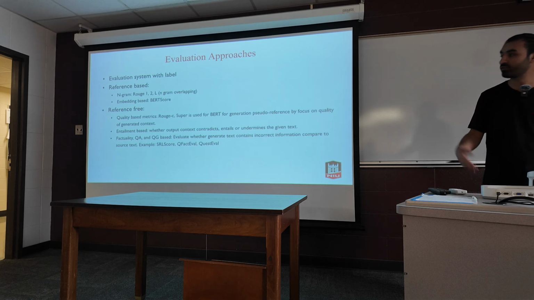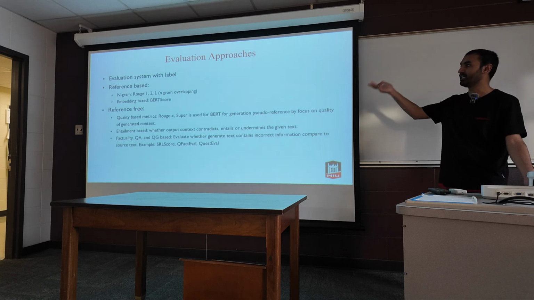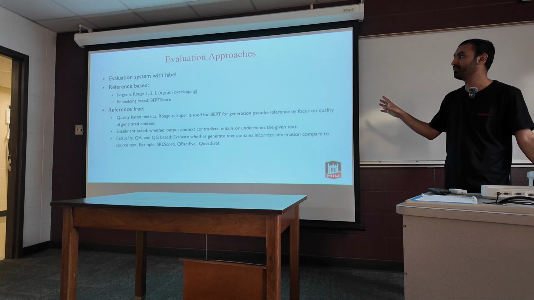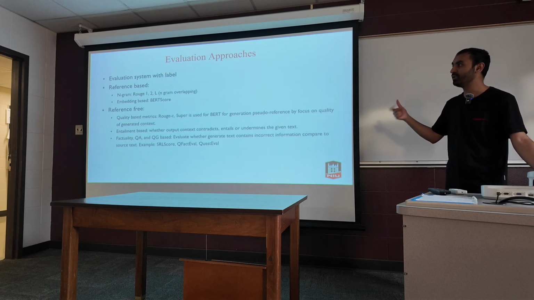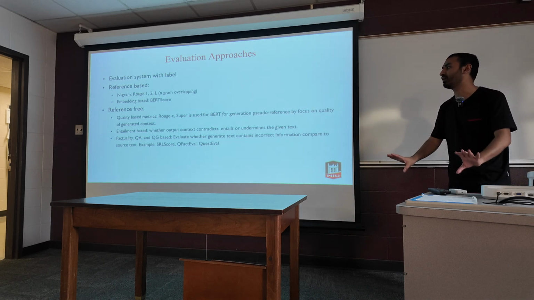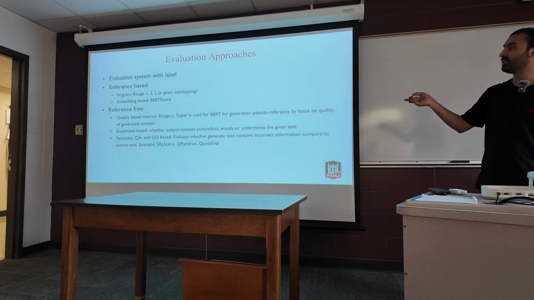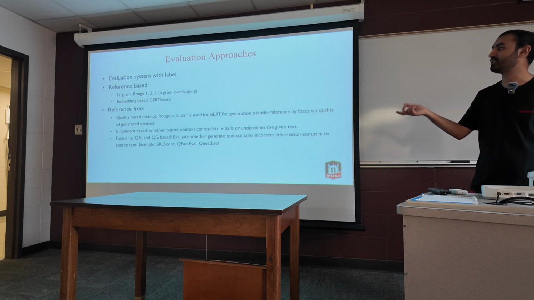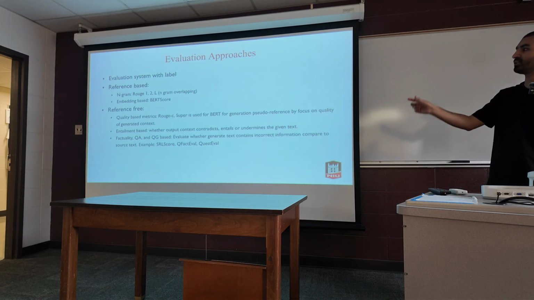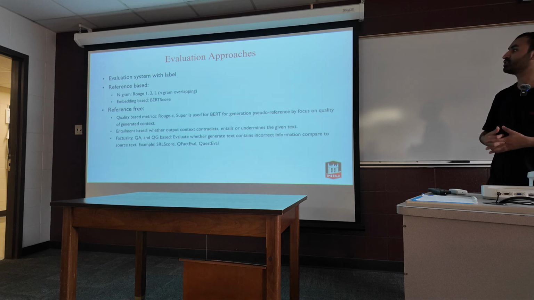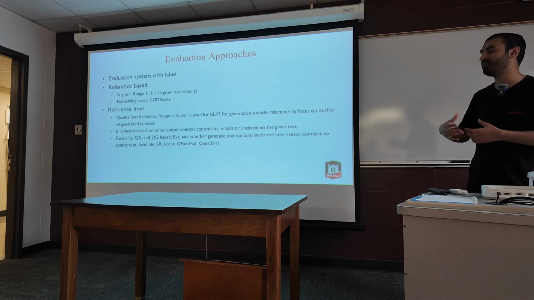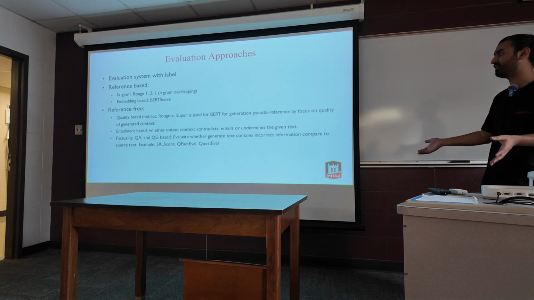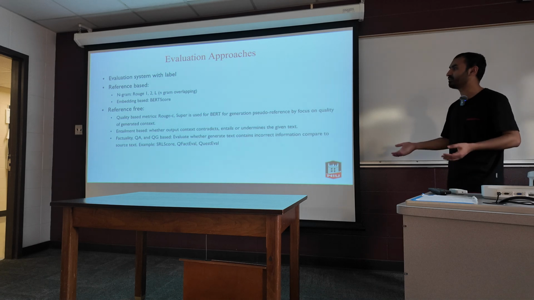So earlier I talked about two types of things, reference-based and reference-free. Reference-based means we can use anything about n-gram, anything about embedding-based models. In reference-free, suppose we don't have ground truth, there is some good work, like quality-based metrics, RAG-C, and SuPer. SuPer uses BART for generating pseudo references. They use BART to make pseudo references because those data do not have any reference, and then they generate the quality of the generated context.